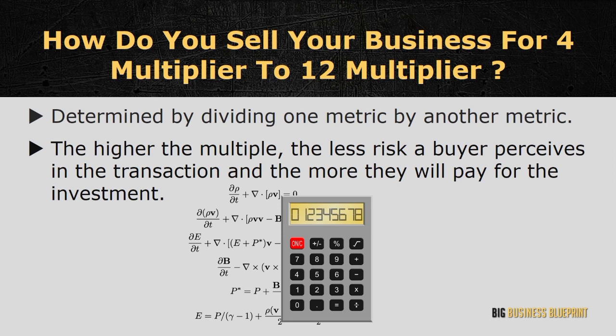In comparison, the inverse of a 12x multiplier is, get this, 0.08%, meaning that the buyer would be willing to pay 7 times only if the investment is much less risky.